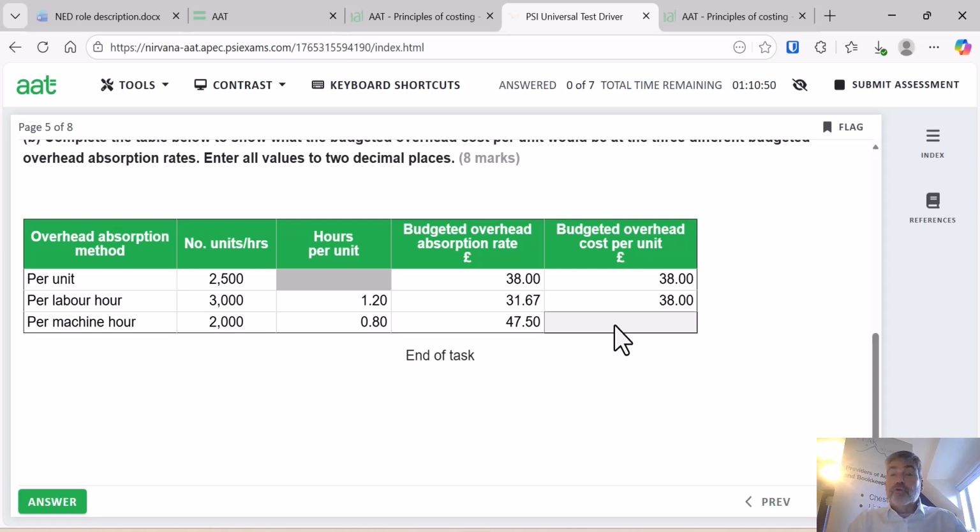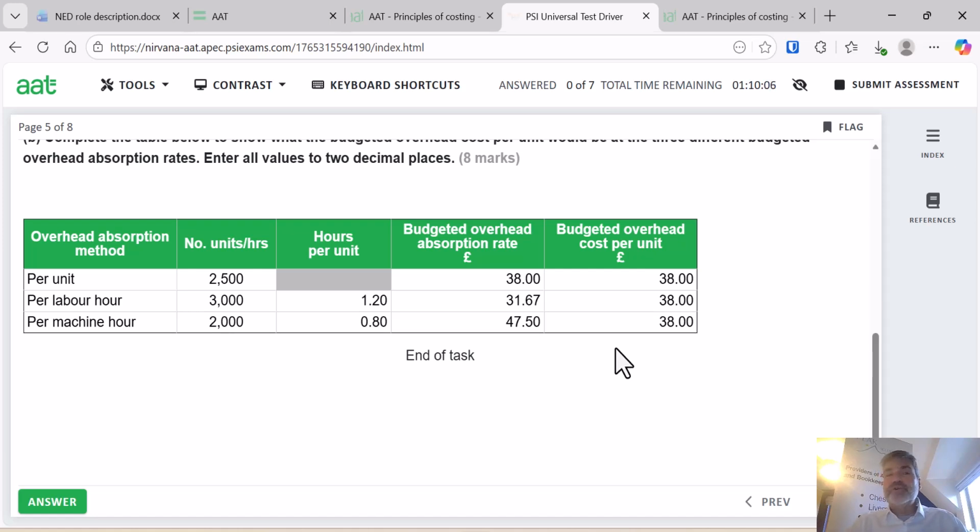If we work out the budgeted overhead cost per unit using an absorption rate based on machine hours, then it's going to be the budgeted number of machine hours to make that unit, which is 0.8, multiplied by the hourly absorption rate, £47.50. 0.8 times £47.50 is also £38. So basically, there is absolutely no difference. Now, this question is probably assuming that what we're producing is just one product or one service.